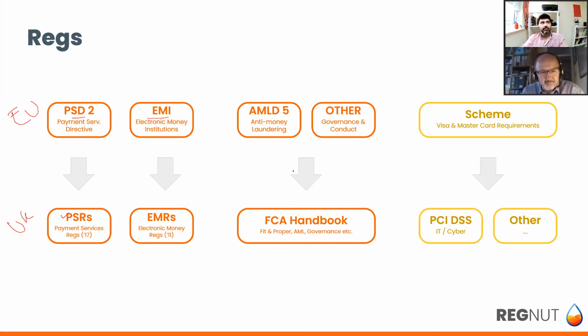Think of the second layer around as anti-money laundering and some other governance and conduct requirements. These get translated into the FCA handbooks, various different chapters, which talk about fit and proper and AML governance that apply to most regulated firms. And then you've got some requirements coming from schemes, and think of schemes as the pipes. If you're using a card, you are touching the MasterCard or Visa rails, and therefore those schemes would require you to have certain things like, let's say, PCI DSS compliance, because IT cyber security is the key thing when you are moving money around.